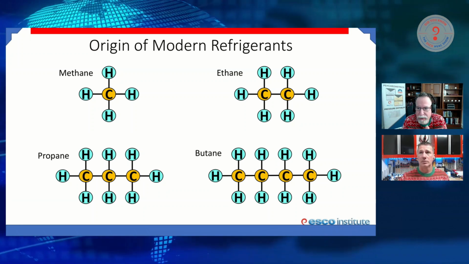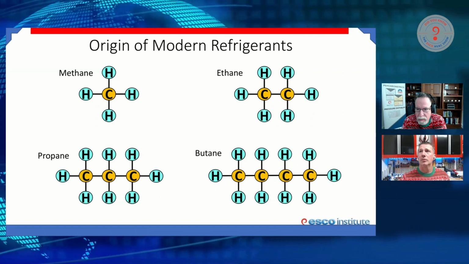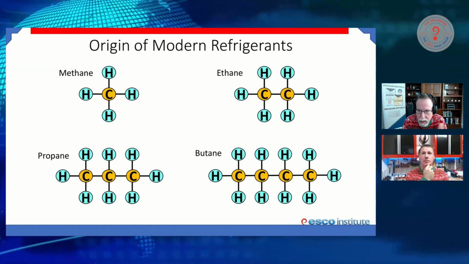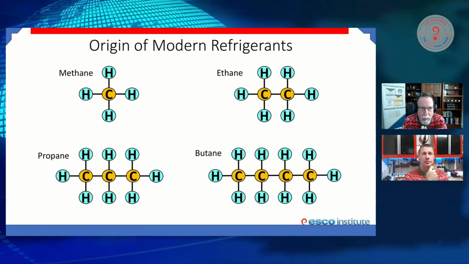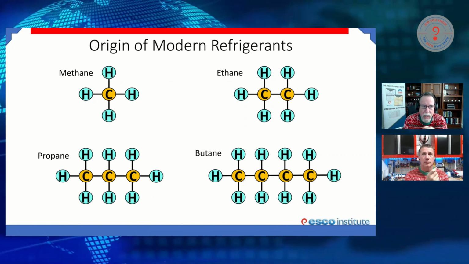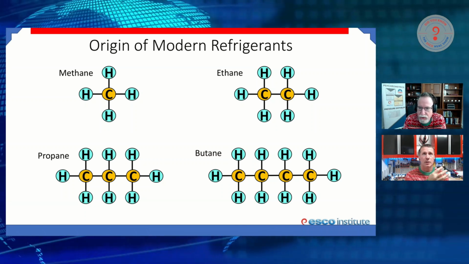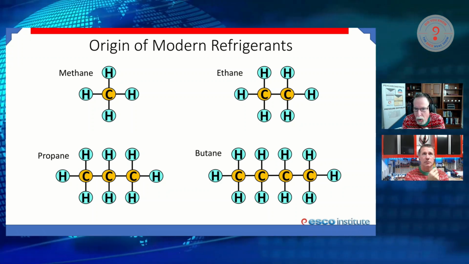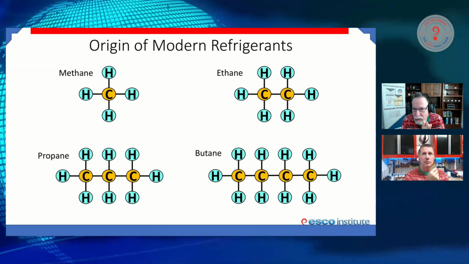Most of our modern refrigerants start as a pure hydrocarbon. Hydrocarbons contain hydrogen and carbon. And the four most popular base molecules for our modern refrigerants are methane, ethane, propane, and butane. So methane is CH4, which is one carbon atom surrounded by 4 hydrogen atoms. And notice the crystalline structure. All of these atoms are joined together at 90-degree angles with each other.